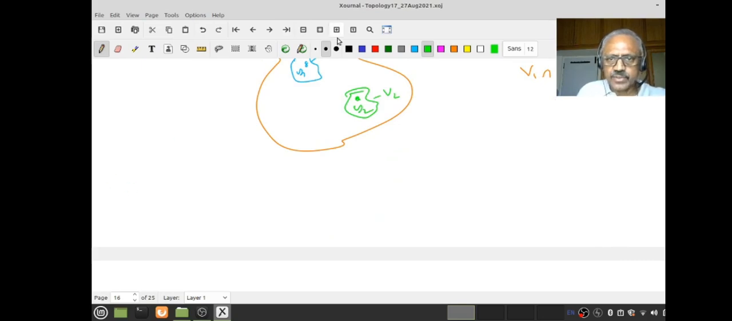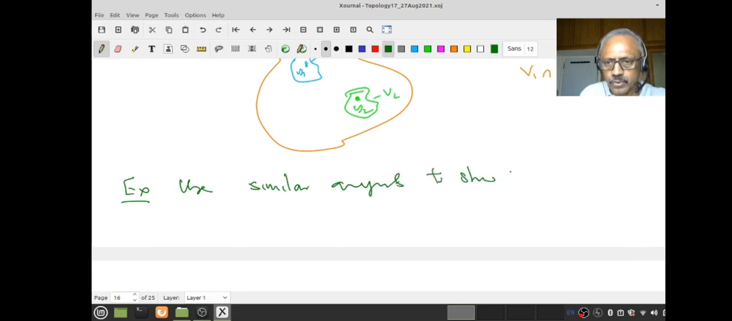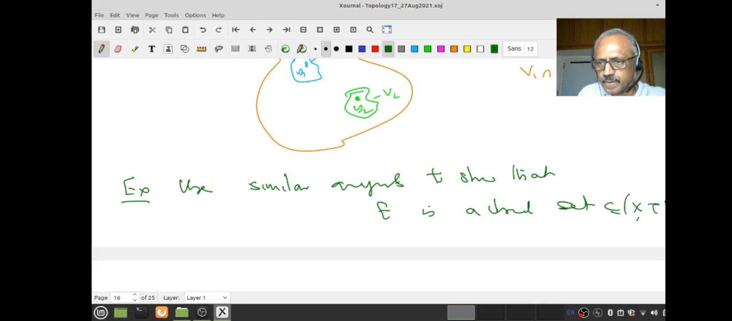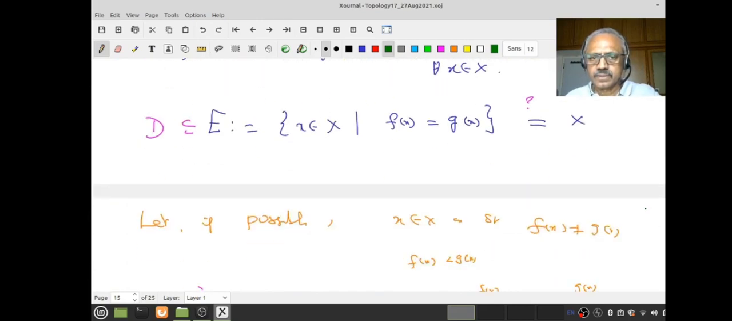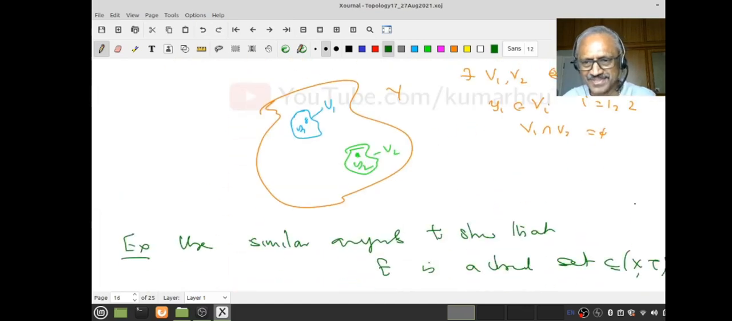And as an exercise, I want you to leave an exercise. Use a similar argument to show that the set E we defined in the proof is a closed set. To show it's closed, what do you have to do? You have to show its complement is open. If x is in the complement, what does it mean? There is an x in the complement that says that Fx is not equal to Gx. Now you see the proof, right? Do you understand that? Please go through that.